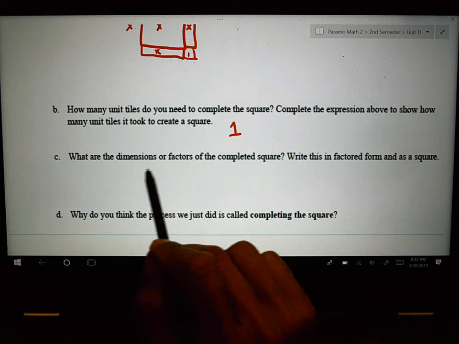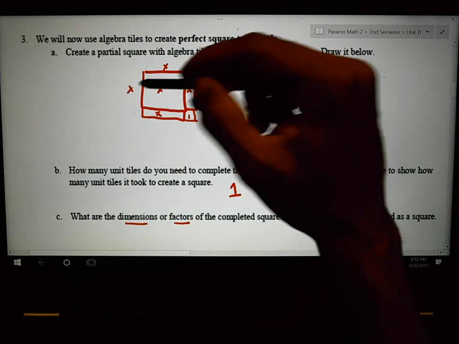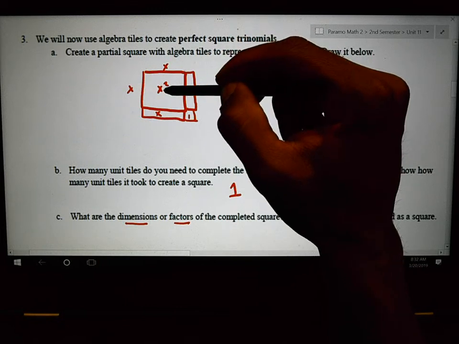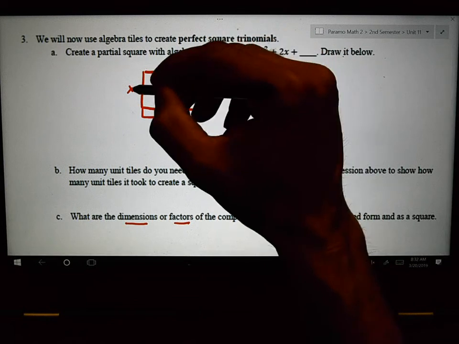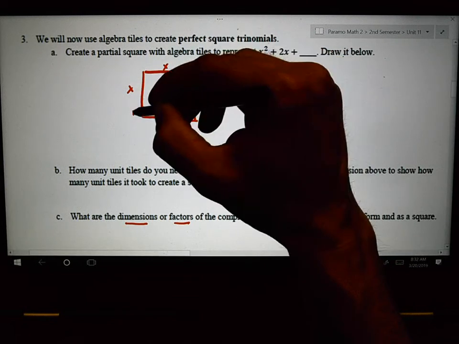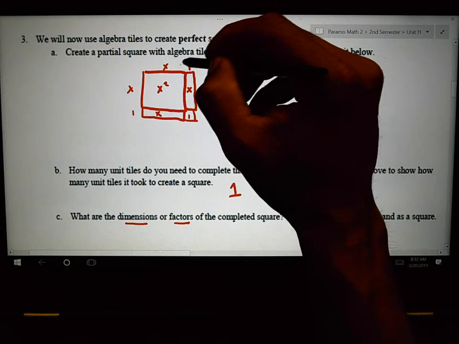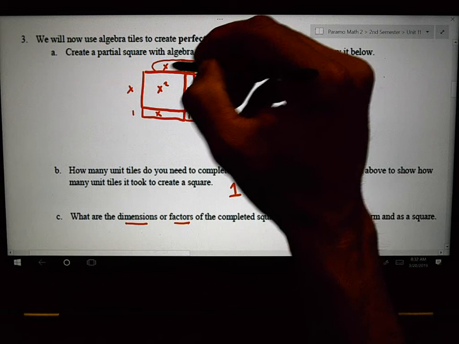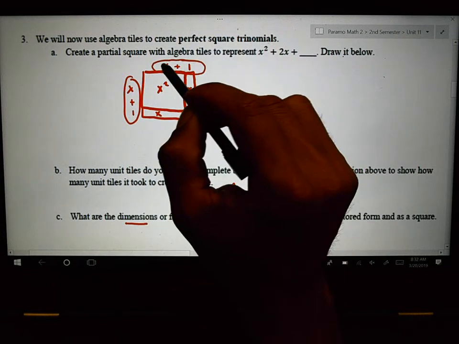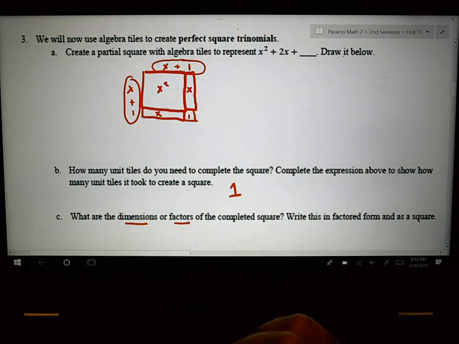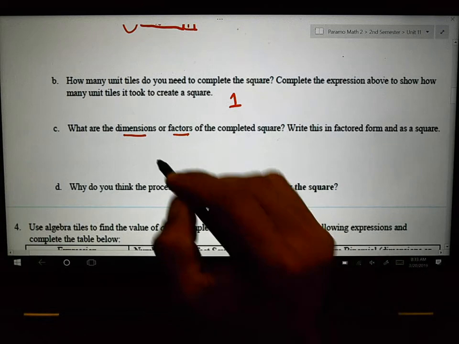What are the dimensions or factors of the completed square? Remember, this was x times x to make x squared. X times 1 gave you x. X times 1 gave you this x, and 1 times 1 gives you 1. So when they ask for the dimensions, they're asking for, well, what's this? And what's this? Those are your dimensions, and you just put a little plus sign in between those two dimensions. X plus 1 times x plus 1.